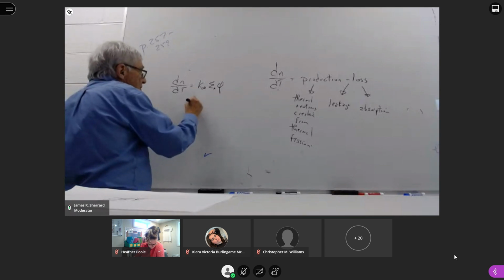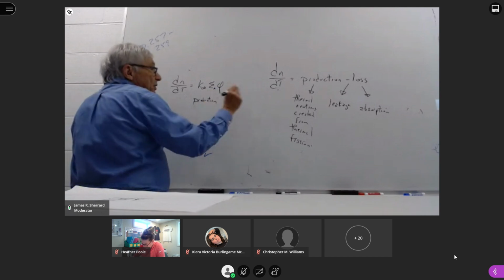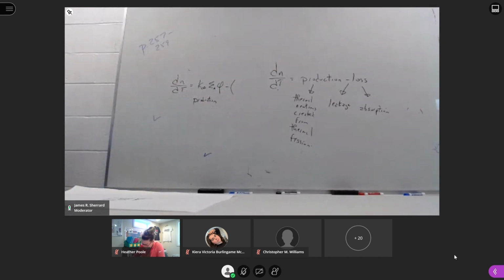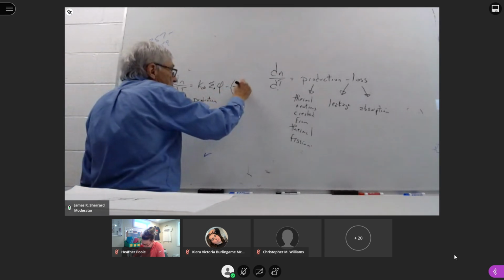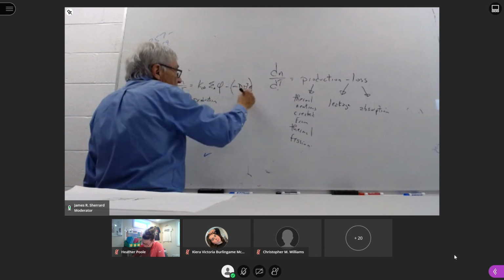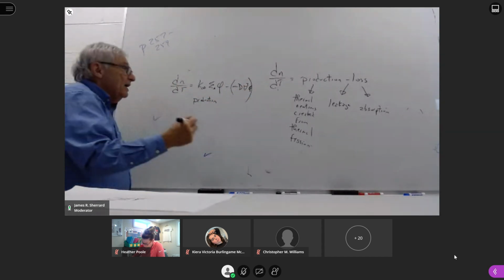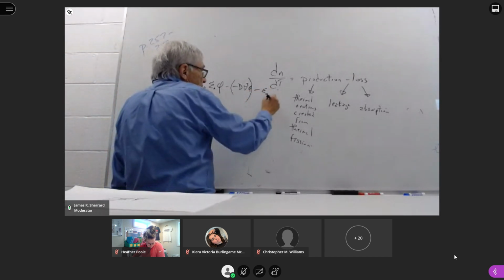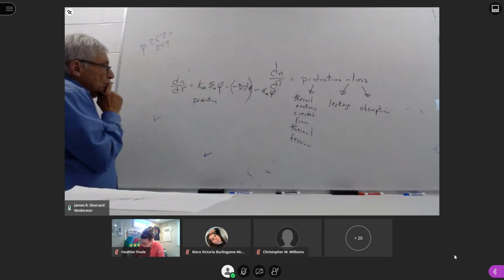So this is production. And then we're going to have a loss, which is leakage, and leakage is minus D del squared flux. And then if we look at absorption, again, that's a loss, so that's going to be minus macroscopic cross-section for absorption times the flux.